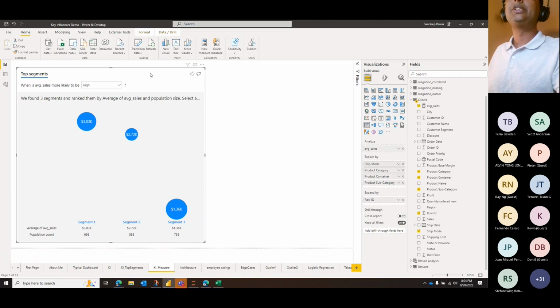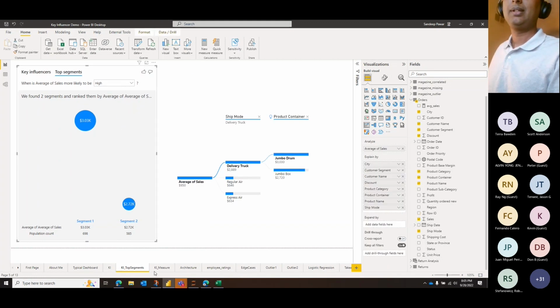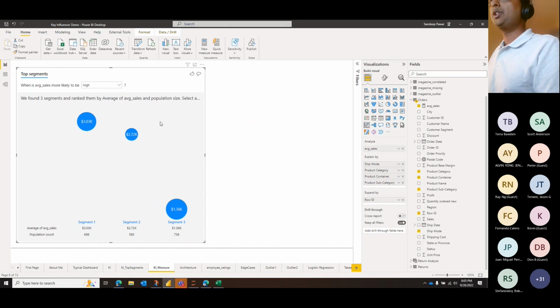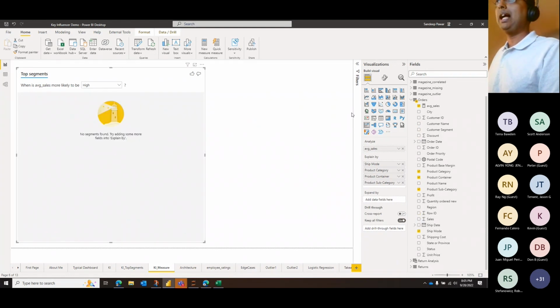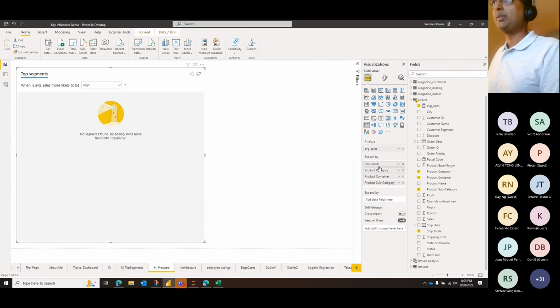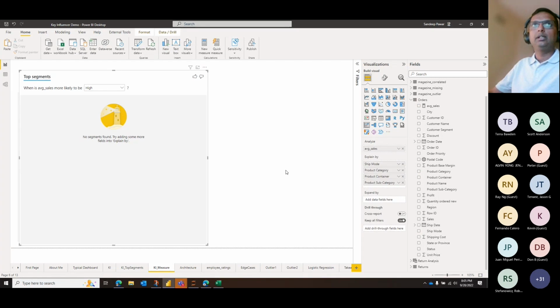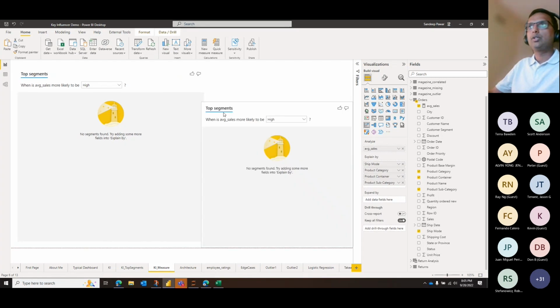So the next one is the key influencer visual with a measure. We looked at the average sales here. What if you have a measure? In this case, I am going to use the average sales measure that I've created, and I'm going to drop it in here, with the same explain by. I'm just adding a few things here. Then you will often see that when you add the measure, it will say no segments found, try explain by. The reason for that, let me go here and turn this into a table.